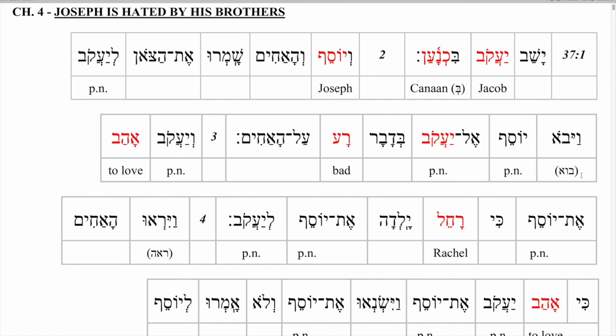It can sometimes mean to go. It usually doesn't mean go away from somewhere. It means to come in somewhere, to enter someplace. So vayavo Yosef. Remember, the subject comes after the verb. So, and Joseph came in.